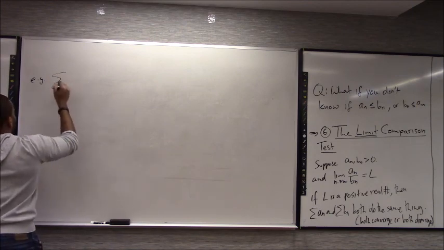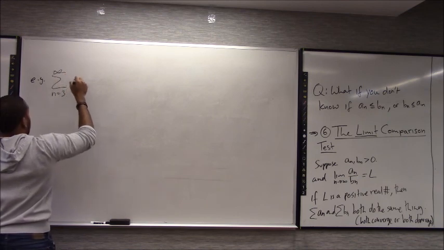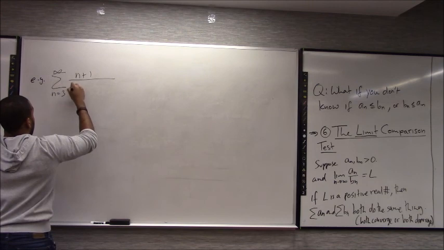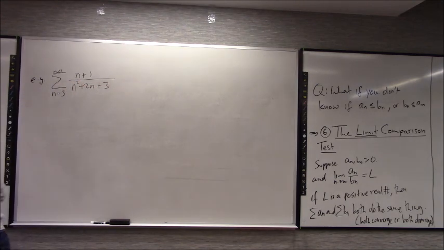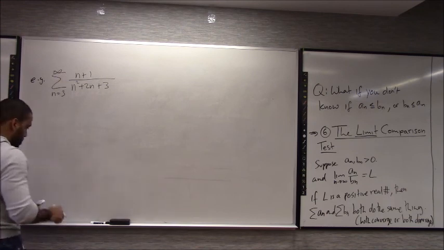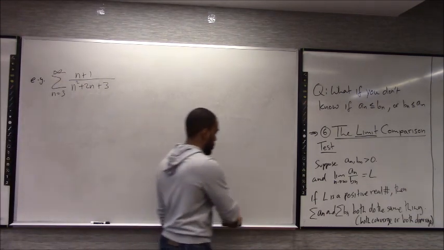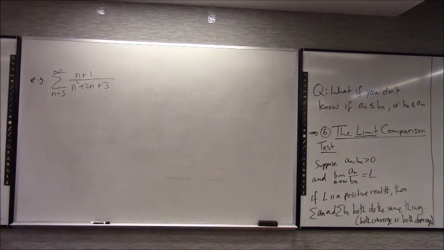So, we have the series n goes from 3 to infinity of (n + 1) over (n squared + 2n + 3). So you see something like that. Where should your intuition lead you?